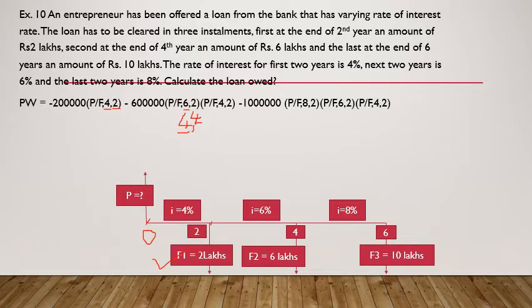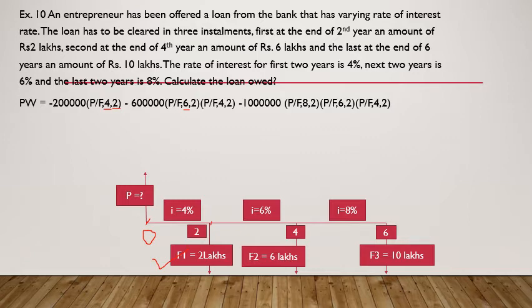That's why what we need to do is we need to do it in 2 steps. First step, first we convert this 6 lakh at t is equal to 4 to a value at t is equal to 2, then to P at t is equal to 0. We do it in 2 steps. First step, we convert this 6 lakh at t is equal to 2 from t is equal to 4.